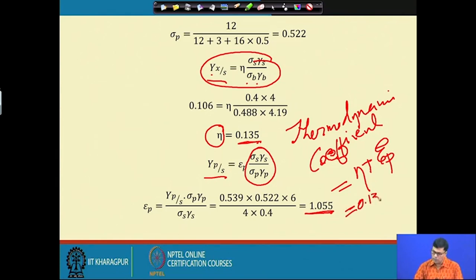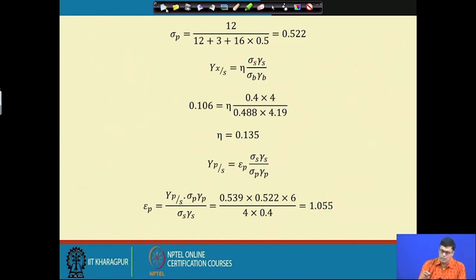So it is 0.135 plus 1.055. We know that for the anaerobic process, the thermodynamic coefficient is about equal to 0.7. So it is much higher than 0.7, am I right? It is 1.1319188, which is quite a high value. So it clearly indicates that the data reported here is not proper. There is some mistake in the data, because this is not following the rule for the thermodynamic coefficient that we have for the anaerobic process.